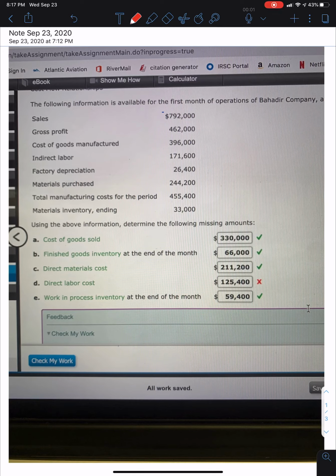I'm going to make a quick video on how to solve for the direct labor cost. You have to keep in mind the formula that we're using. We're using total cost equals direct labor plus direct materials plus overhead. Now, in order to find direct labor, we need to remove direct materials and overhead from our problem.